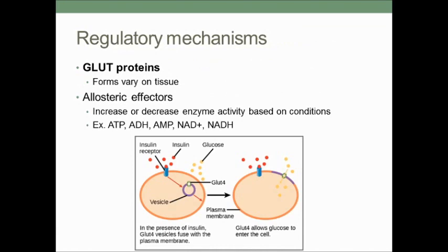There are some other regulatory mechanisms in place. We have GLUT proteins that are in specific types of tissues, which turn on and off depending on what our insulin is telling our bodies. If insulin is active, then it's telling these tissues to allow glucose to enter, and essentially get out of the bloodstream.